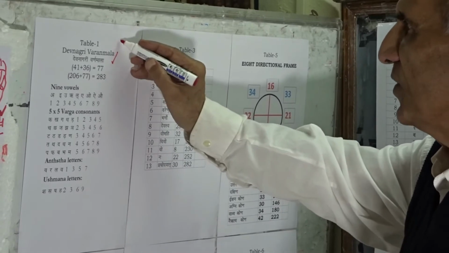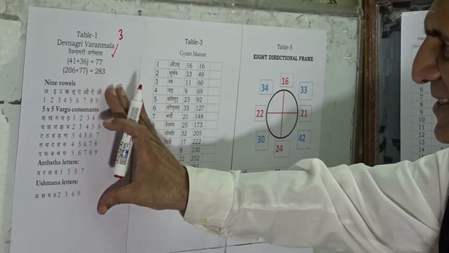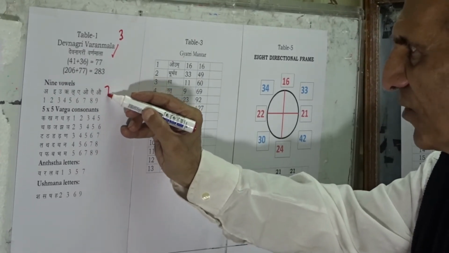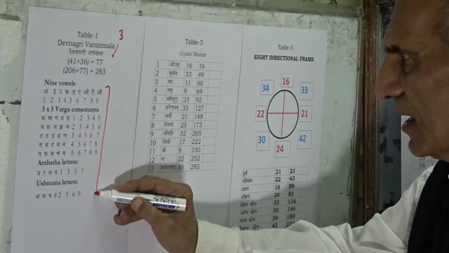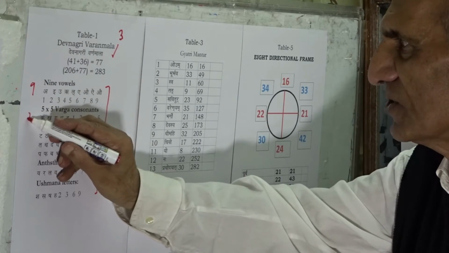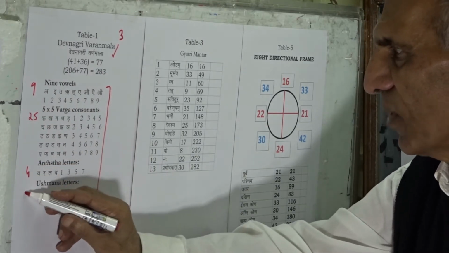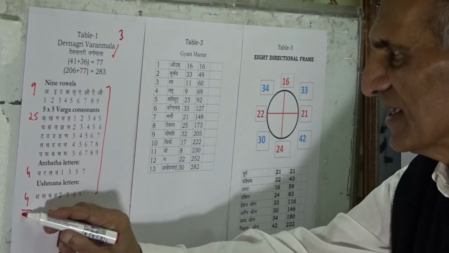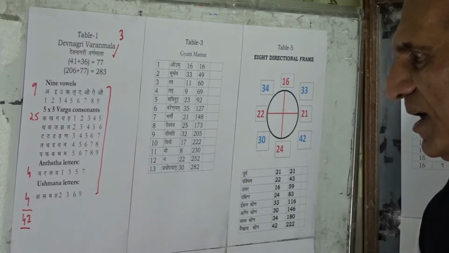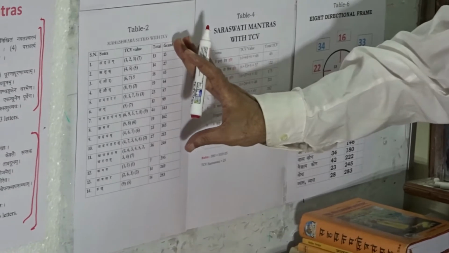Now, the fourth test is going to be that these 42 letters of Devanagari Varnamala, namely 9 vowels, 25 Varga consonants, quadruple Anthastha letters and quadruple Ushmana letters, making a set of 42 letters, stand organized and are coordinated as 14 Maheshwara Sutras.